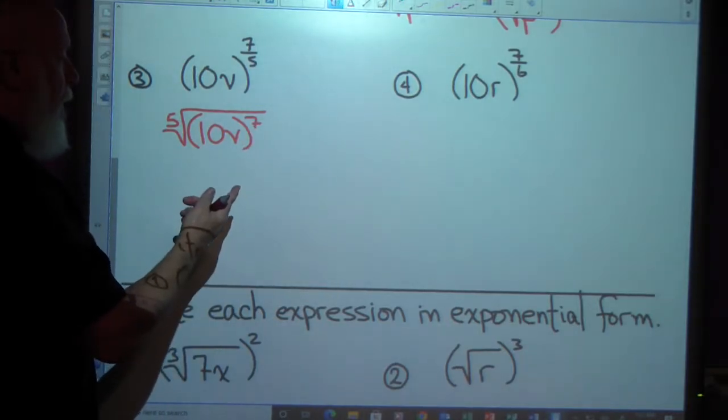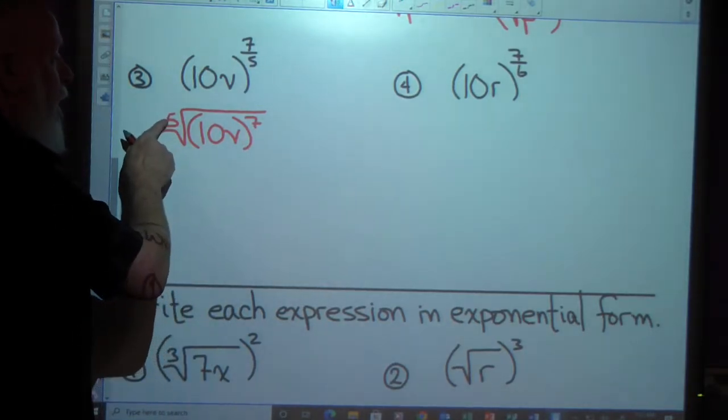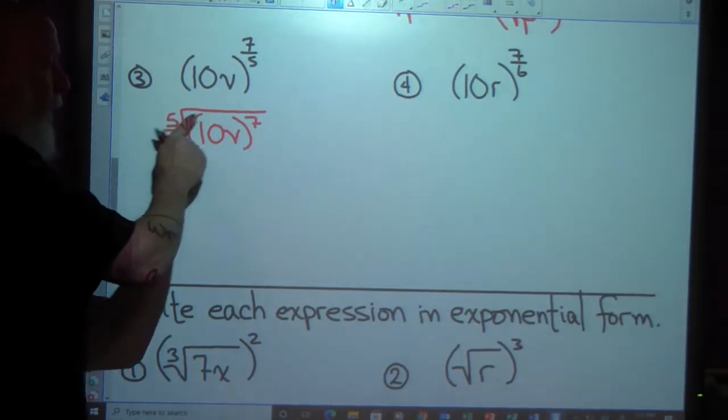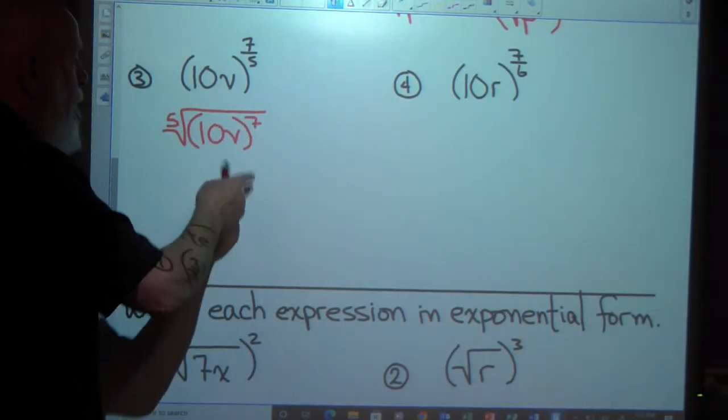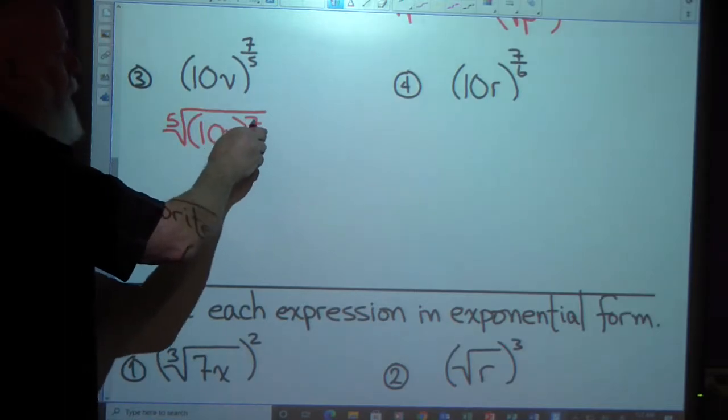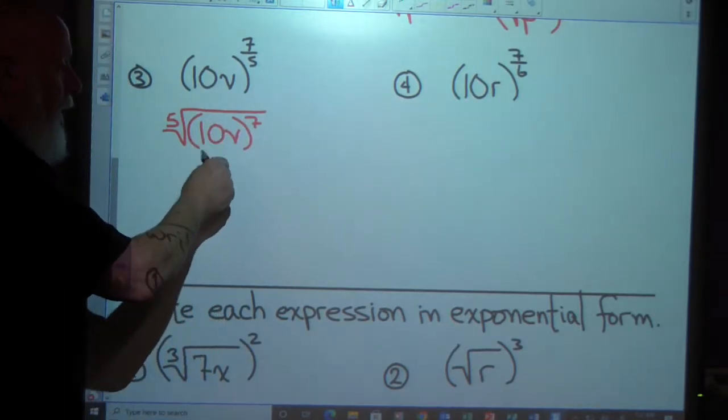That's one way of doing it. And this is not implied, the 5 isn't implied, so I'm going to leave it there. And the 7 is going to apply to both of these factors. That's 10 times v. So you could think of this as 10 to the 7th times v to the 7th.